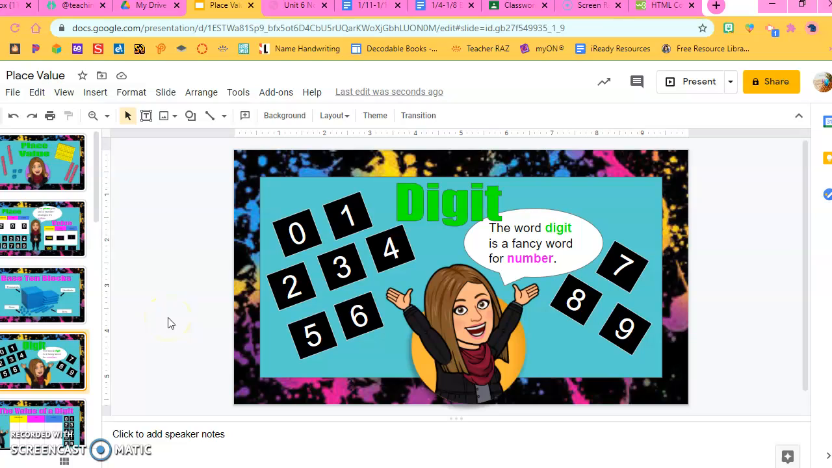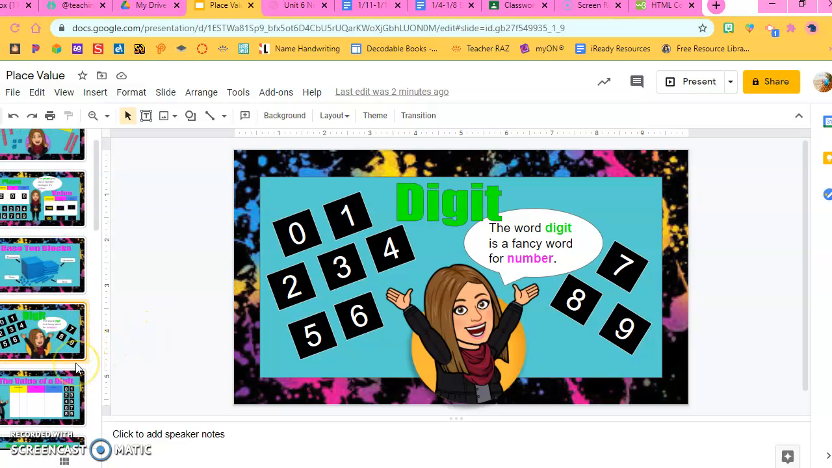A digit is just a fancy word for a number. So if I say what digit is in the tens place, really I'm just asking you what number is in the tens place. So just remember, if you see or if I say digit instead of number, digit's just a fancy word for number.